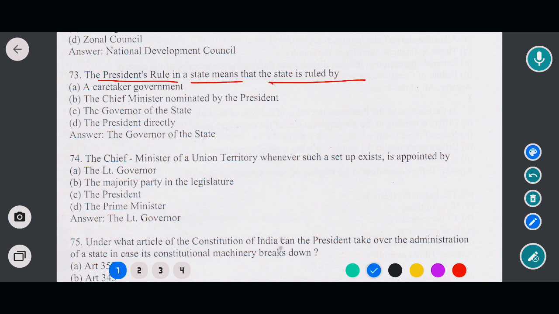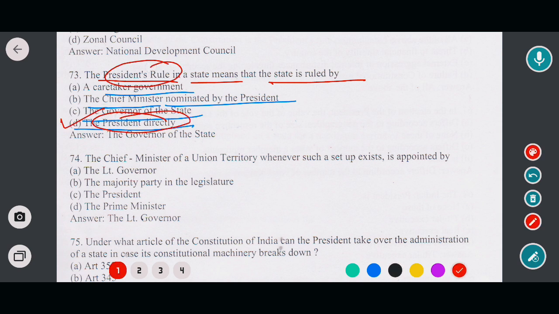Options are A, a caretaker government; the chief minister nominated by the president; the governor of the state; the president directly. In this case the correct option would be option D, that is the president directly.